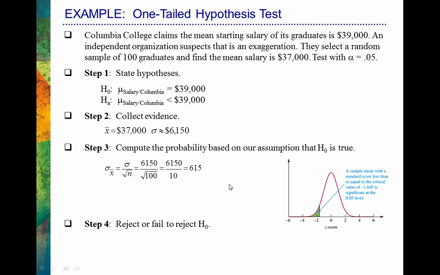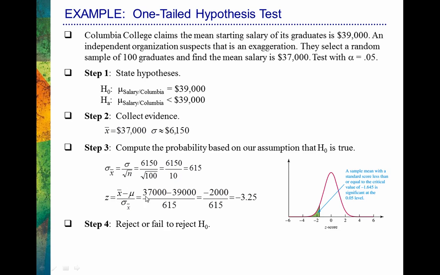Once we compute that standard error, now we have a sense of how much these sample means differ from the true population mean just by chance. That's what standard error measures, how much the sample means differ from the true population mean just by chance. So it's a measurement of variability from one sample mean to the next.